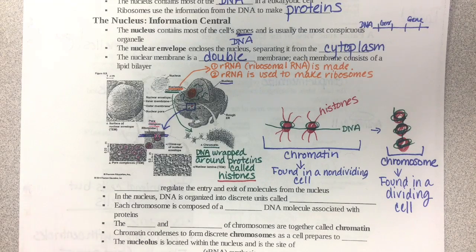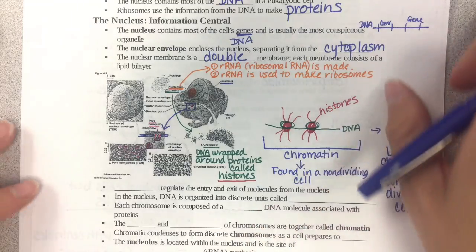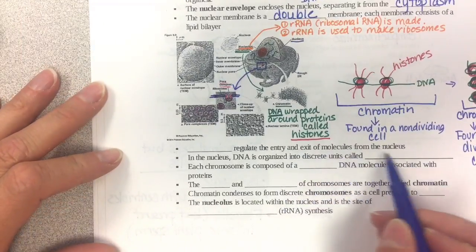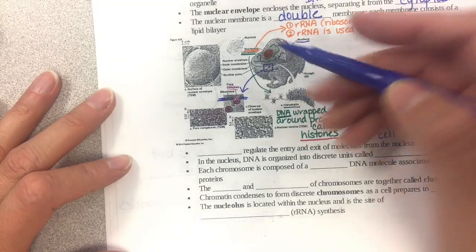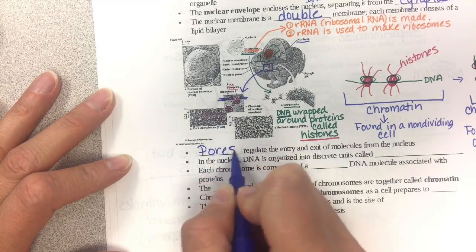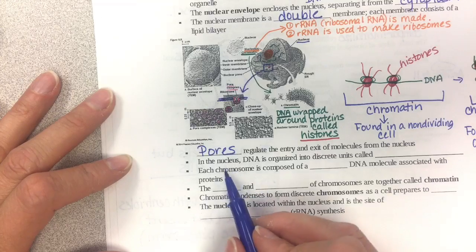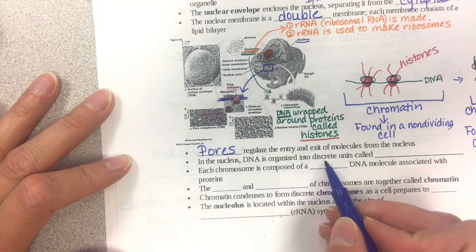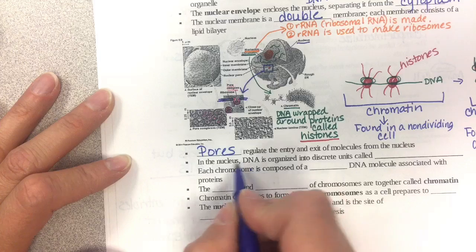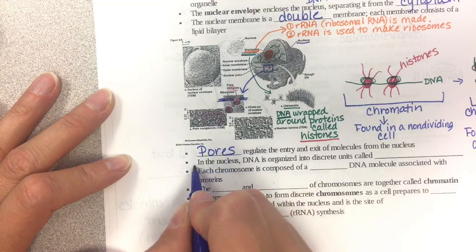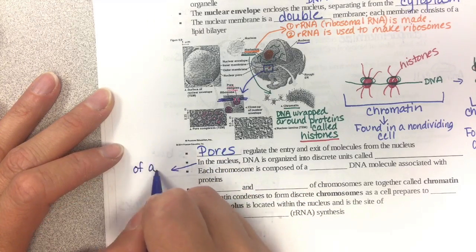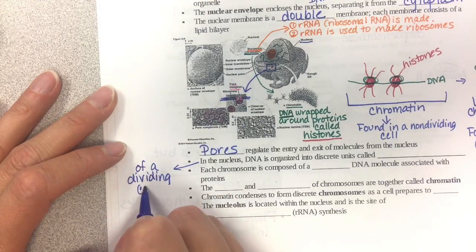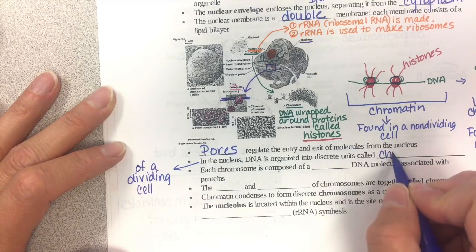So let's look underneath this picture here. What regulates the entry and exit of molecules from the nucleus? What were those? They were the pores, right? The pores regulate the entry and exit of the molecules. And in the nucleus, DNA is organized into discrete units called, and I'm going to put here, in the nucleus of a dividing cell, chromosomes.